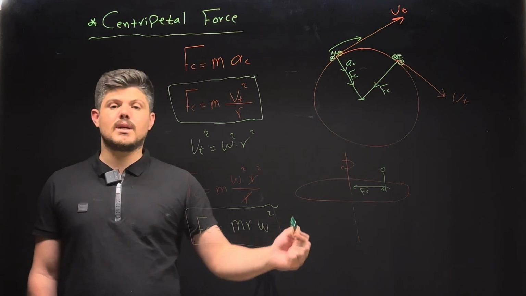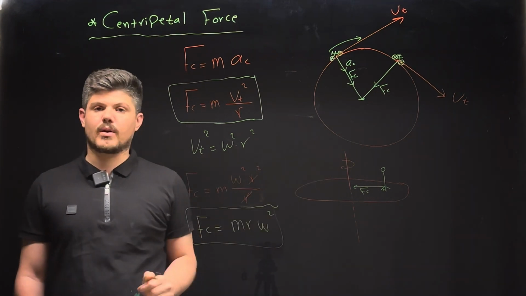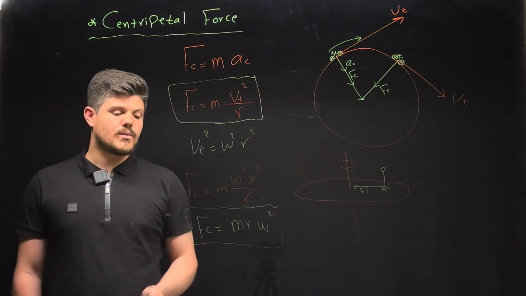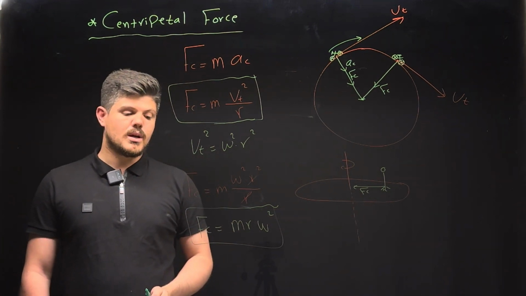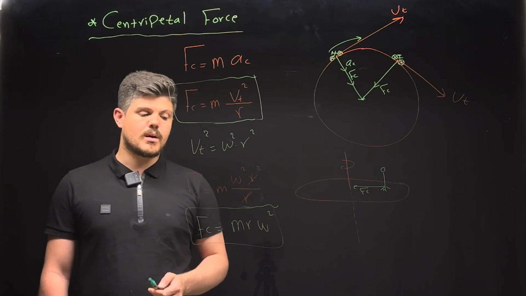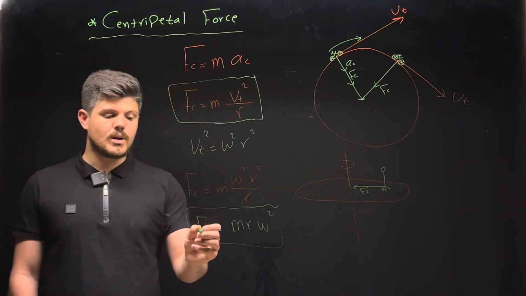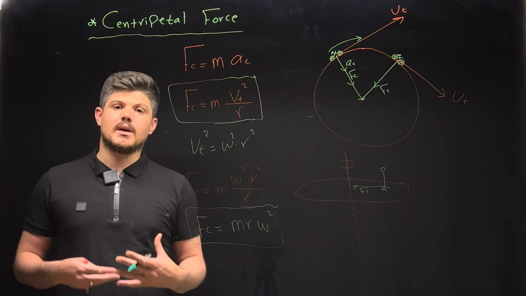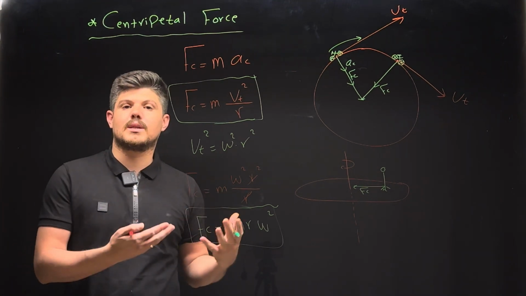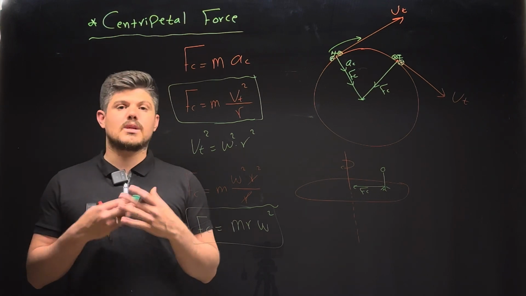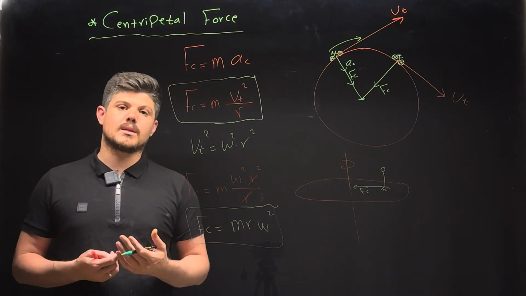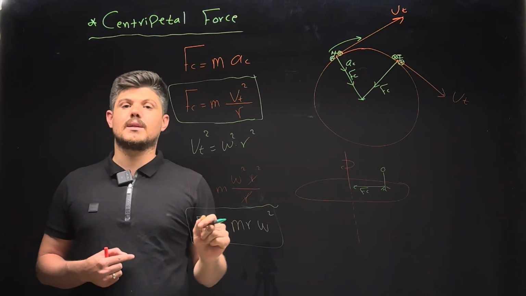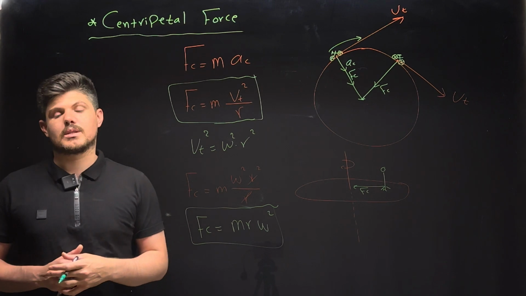But for a rotating object, on a rotating body, you can find the centripetal force by using this equation, which is equal to m r omega squared. But be careful, this is not the equation of the centripetal force for the rotating body. The rotating body has no centripetal force and centripetal acceleration. But every point on the rotating body has a centripetal acceleration and centripetal force.